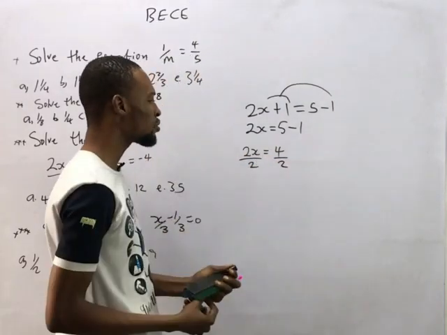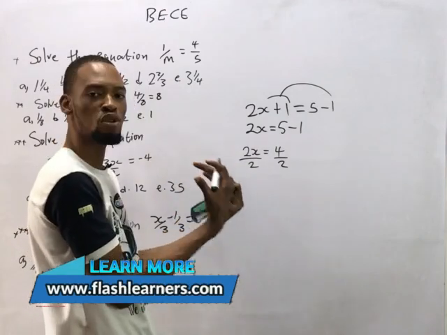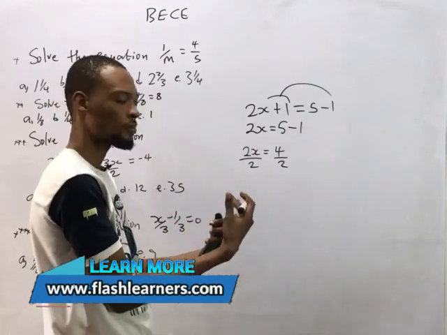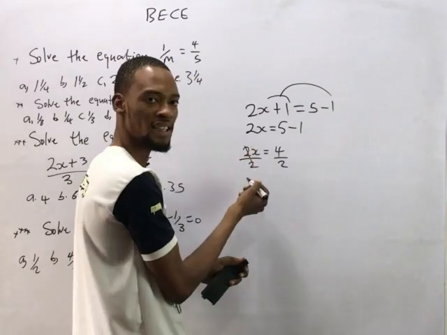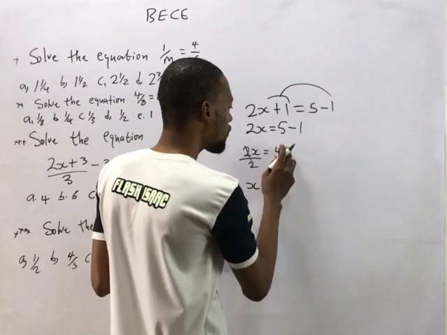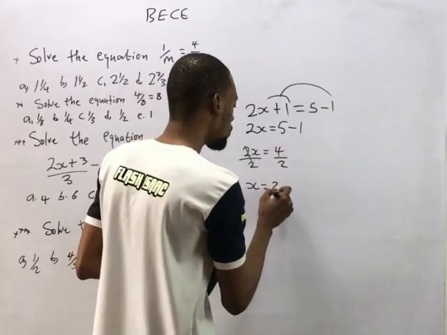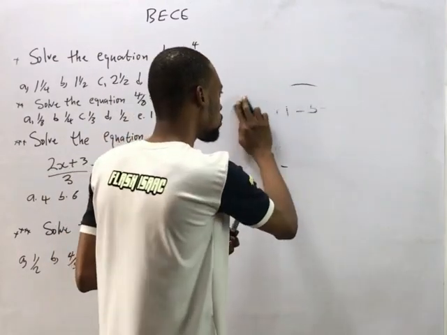And one thing in a mathematical equation is that what happens to one side should happen to the other side. This is what makes the equation balance. So 2 divided by 2 will give you 1. This will give you 1s, which is the same thing as s. So here we have s is equal to 4 divided by 2, which is equal to 2. So the answer here is 2. This is how you solve basic equations.